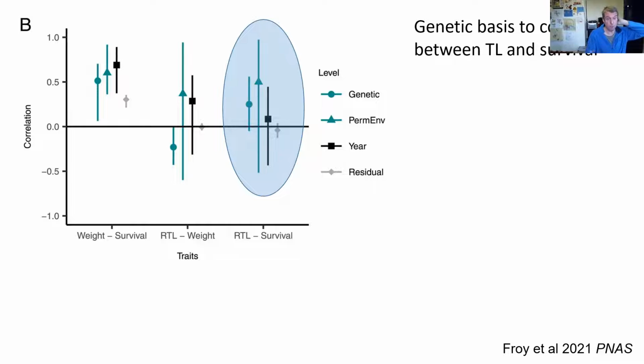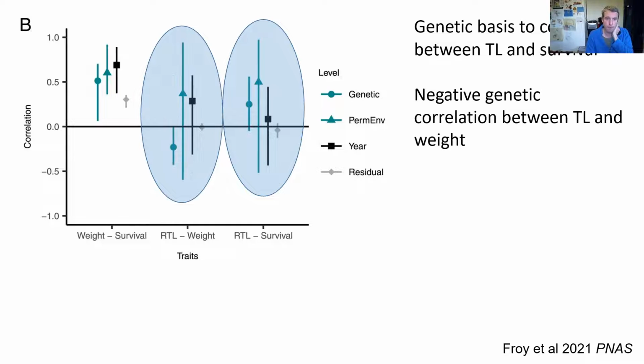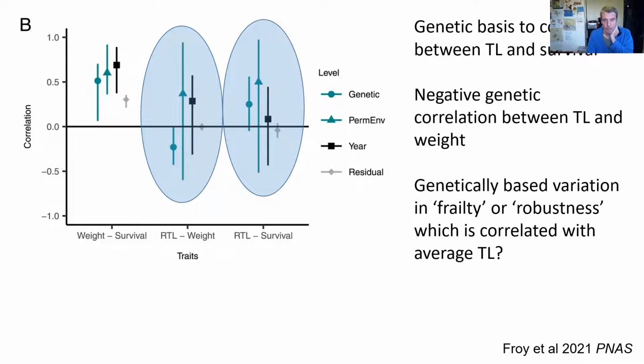It's not surprising because we'd already found that most of the among individual variation is genetic, but it's suggesting that there's a genetic basis to the correlation between telomere length and survival. We also interestingly found what looks like a negative genetic correlation between telomere length and weight, which we haven't explored very much. We're looking at this more at the moment. It might be consistent with some kind of trade-off between weight, growth, and telomere length.